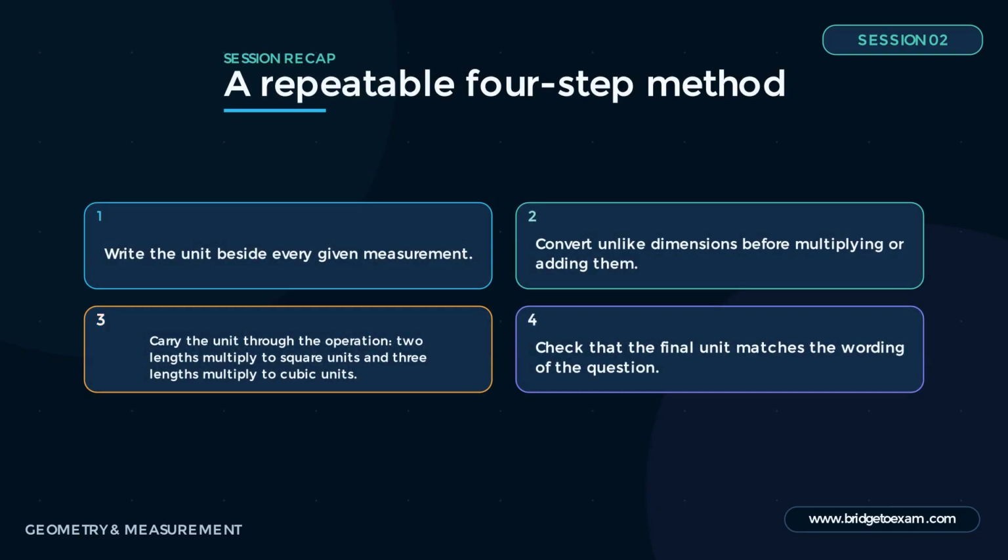Session recap. First, write the unit beside every given measurement. Next, convert unlike dimensions before multiplying or adding them. Then, carry the unit through the operation. 2 lengths multiply to square units and 3 lengths multiply to cubic units. Finally, check that the final unit matches the wording of the question.